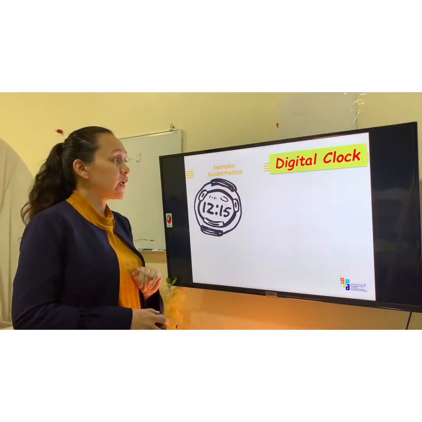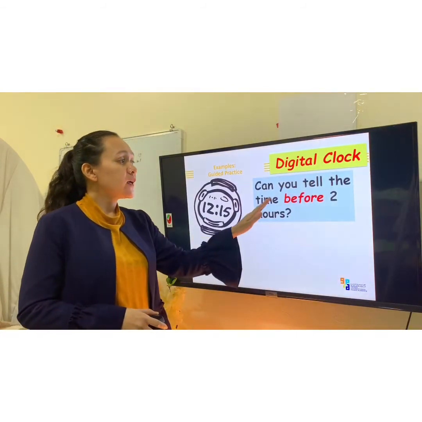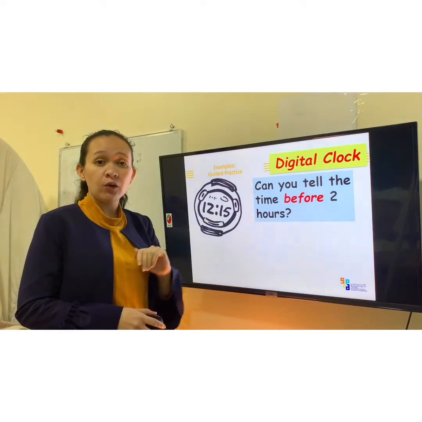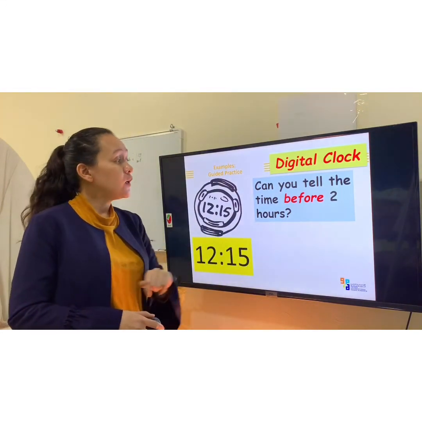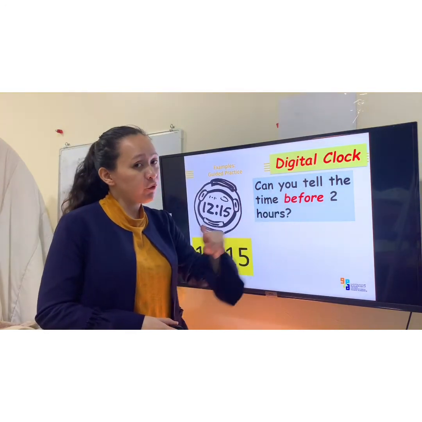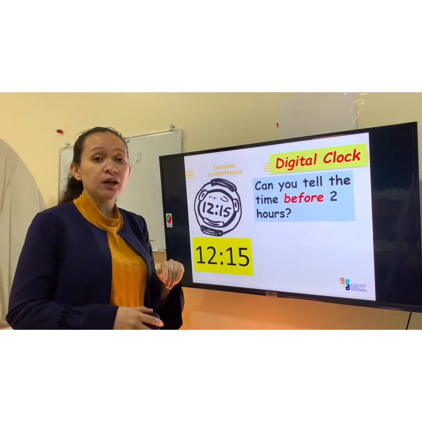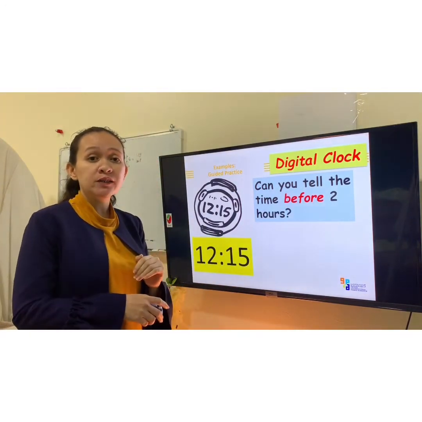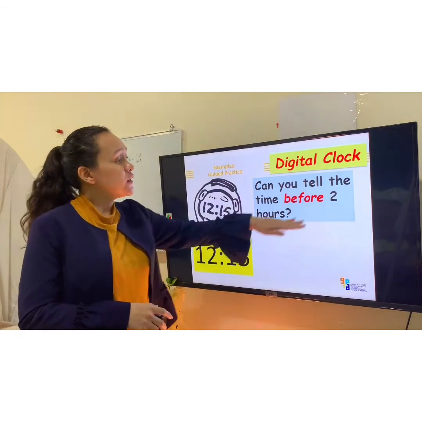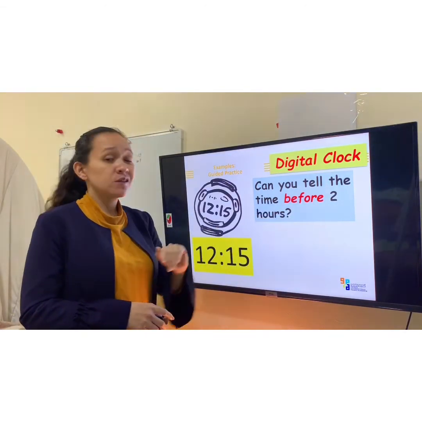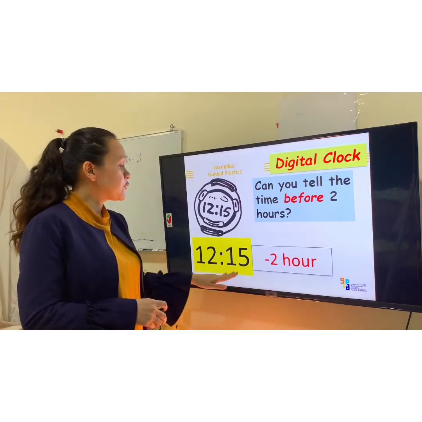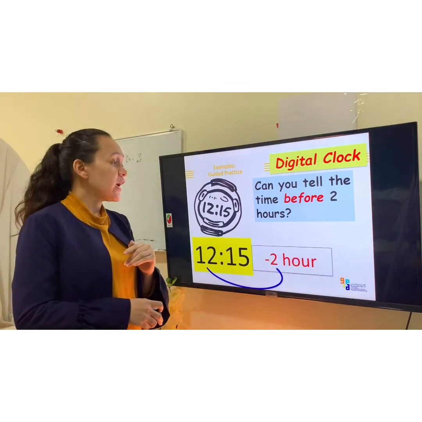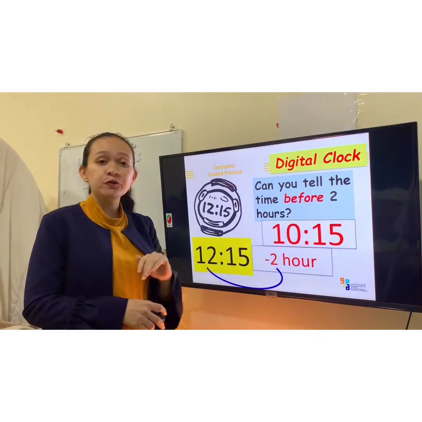Now let's move again to another question. Can you tell the time before 2 hours if the time is 12:15? Now, don't forget the word before. It means you are going to count back or you are going to minus. So this is before 2 hours, so you are going to minus 2 hours. Now 12:15 minus 2 hours, the answer is 10:15.